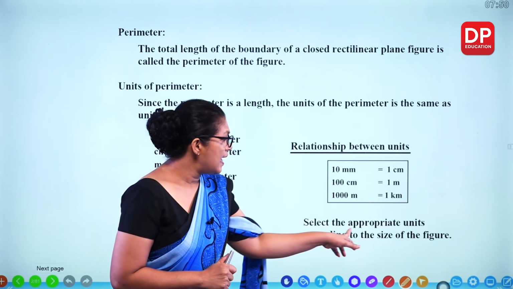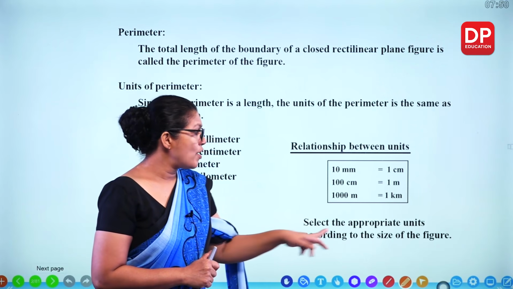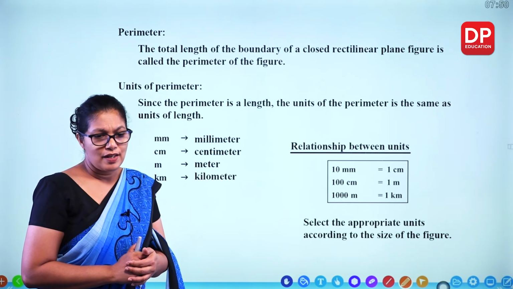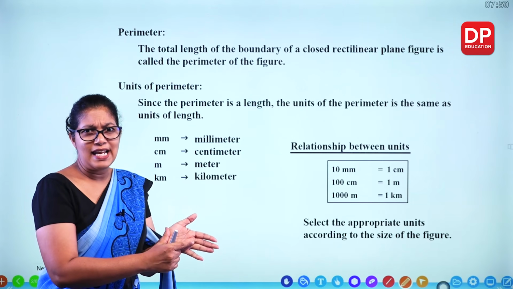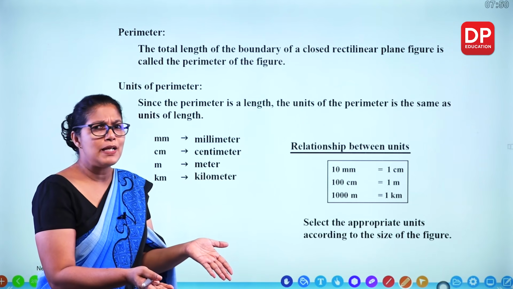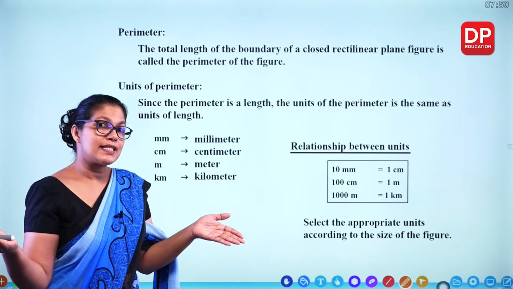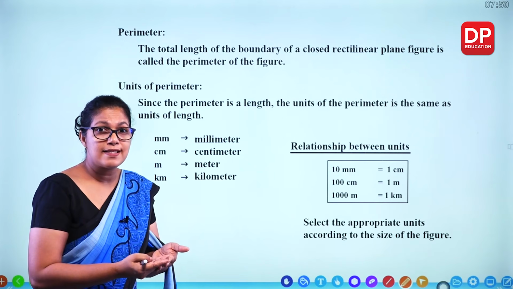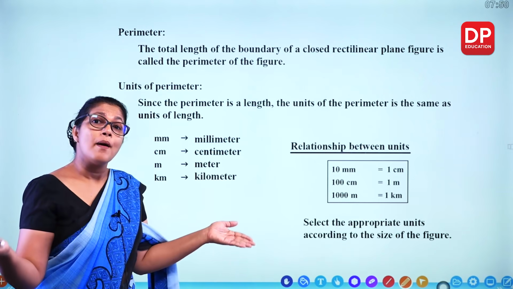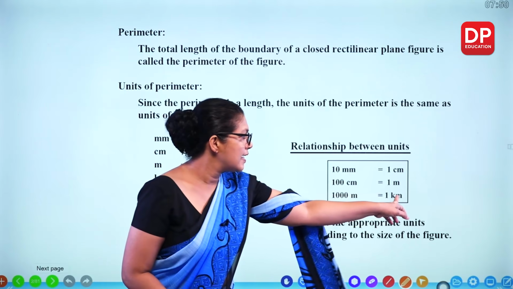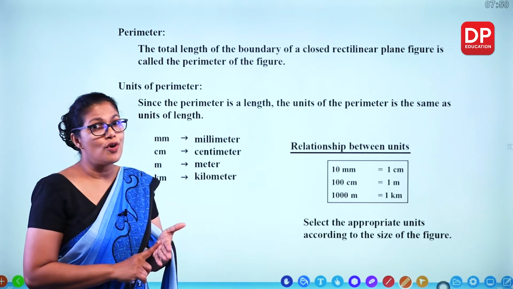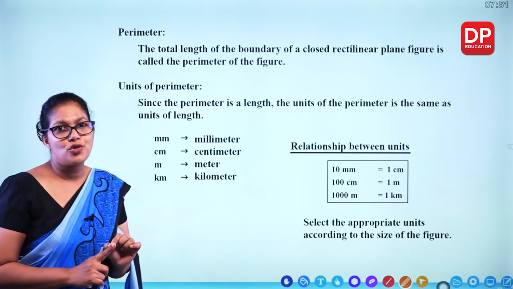Now, select the appropriate units according to the size of the figure. If you want to measure a smaller length, you take millimeters or centimeters. For a bigger length, meters. When you take the distance of a road or something bigger, we use kilometers. So you need to know which one to choose.